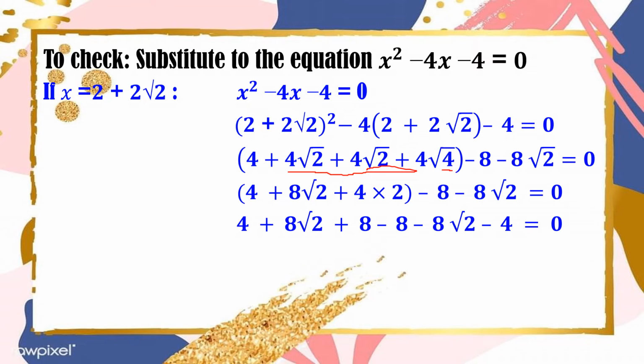Again, add all the like terms. So we're going to add first 4 and negative 4. So 4 minus 4, since unlike sign, subtract. So 0. Then 8 square root of 2 and negative 8 square root of 2, unlike sign, so subtract. So 0. Another is 8, positive 8 and negative 8. So since unlike sign, we're going to subtract. So 0 equals 0.